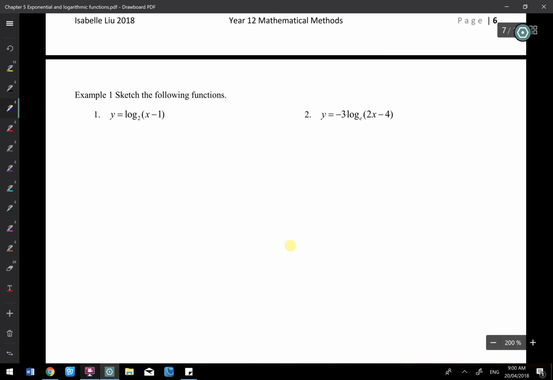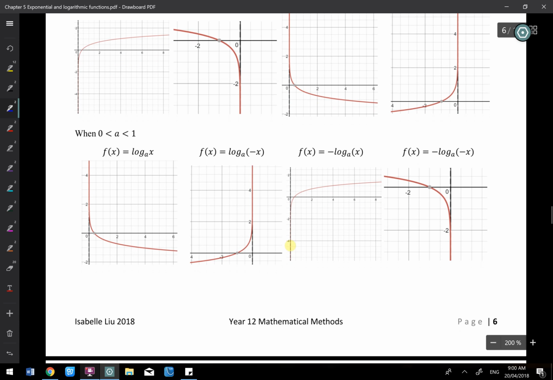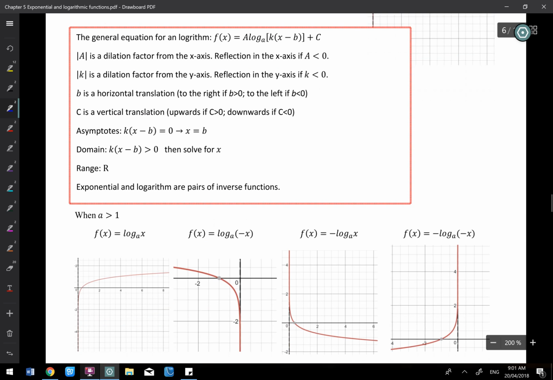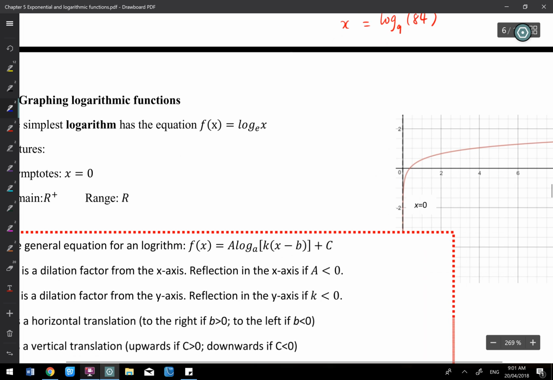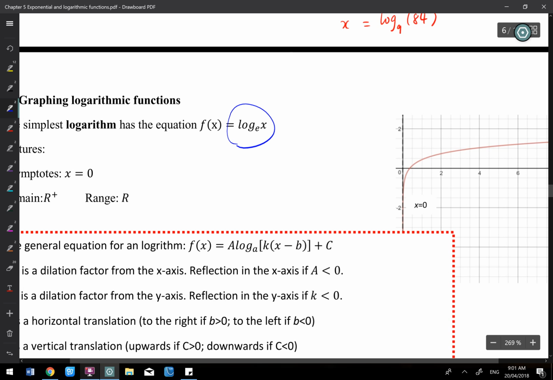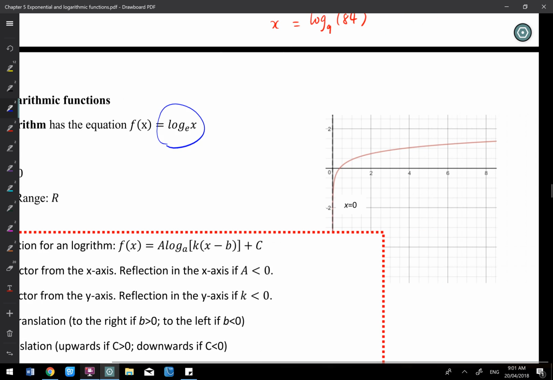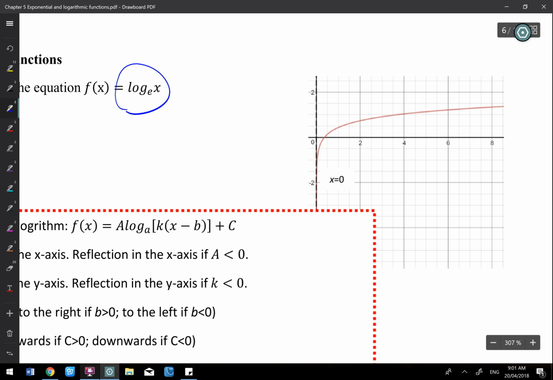After the solving, let's think about the sketching. To sketch a log is a little bit more complex than sketching an exponential. The basic log graph is log e x. We can also have log 2x, log 3x, or log something x. The graph looks like that.